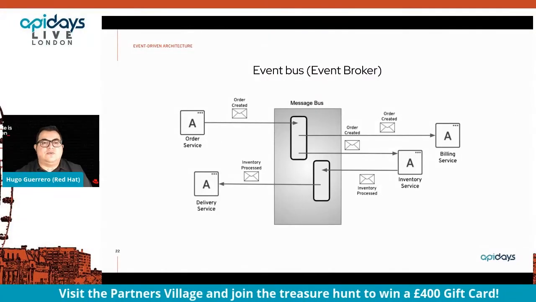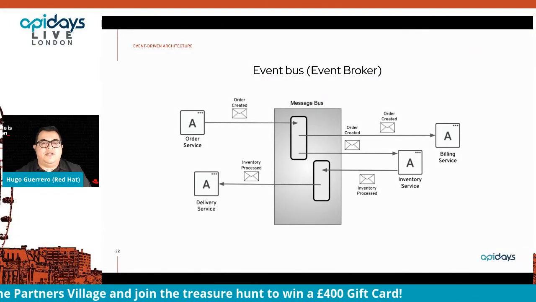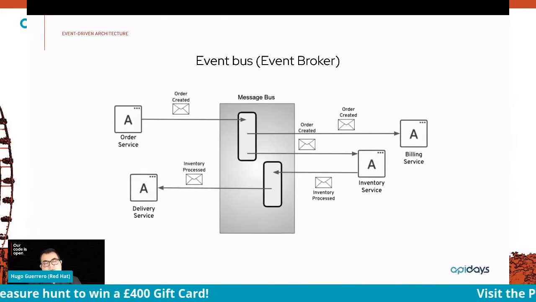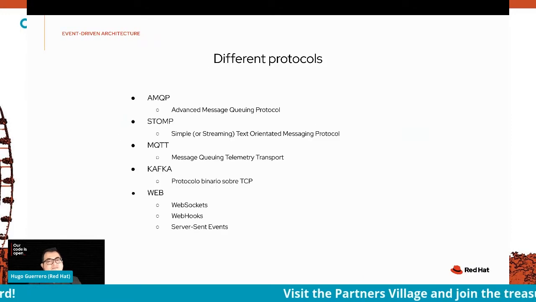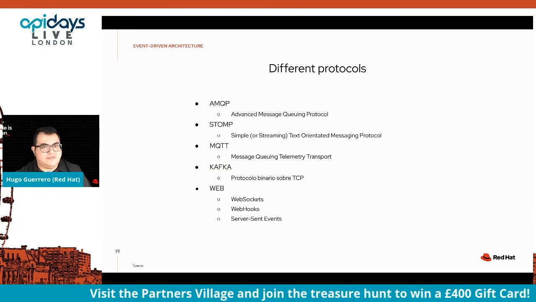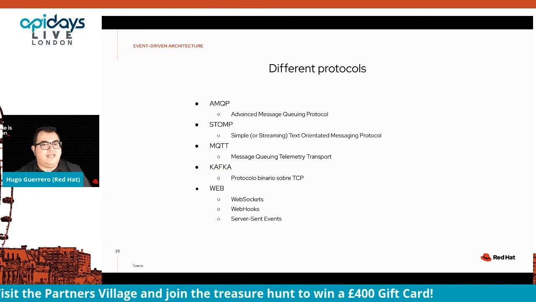And for that, this is what we have, this component of the broker that is able to handle the communication between the consumers and the producers. And for event-driven architecture, we have actually different protocols to handle this type of communication. So in REST APIs, we mainly rely heavily on HTTP.